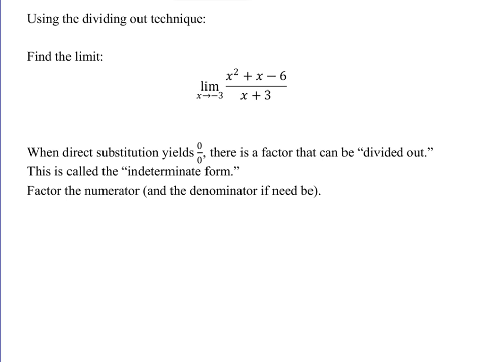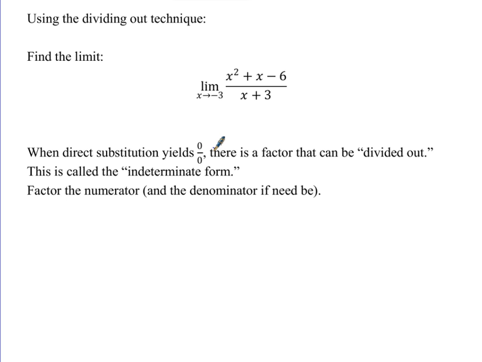All right, so the dividing out technique. Find the limit of this function as x approaches negative 3. Take a look. Can we do direct substitution here? No, why? You get division by 0, right? Negative 3 plus 3 is 0. So if you notice down here, when direct substitution yields 0 over 0, so we know we have over 0, but we didn't know that we had 0 over 0.